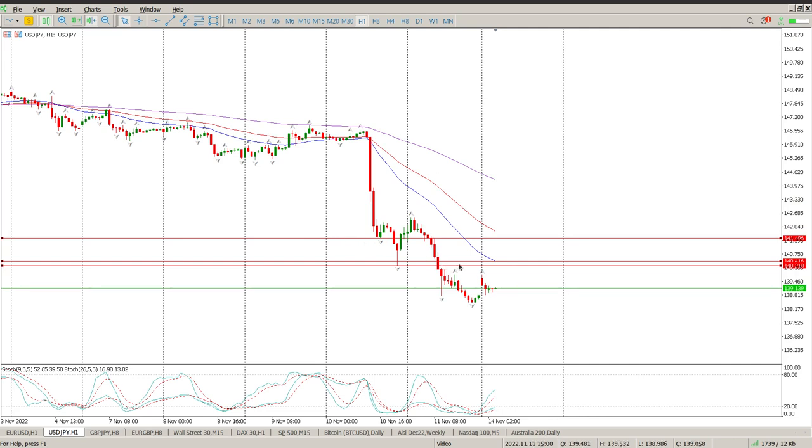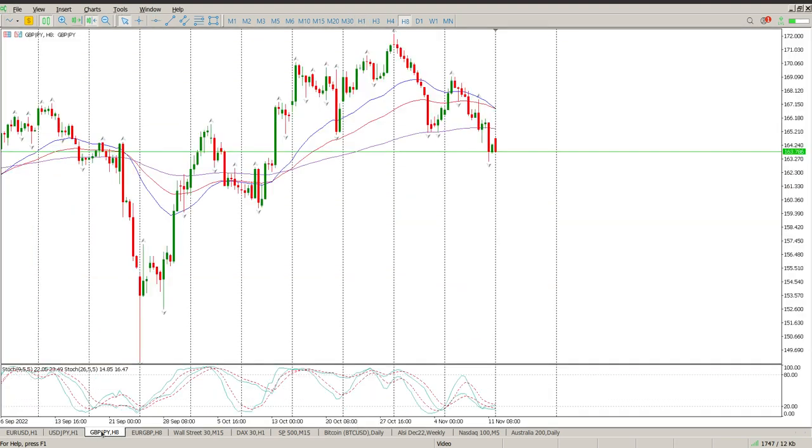Alternatively, if we can't find anything here and it starts getting messy, I'd look at the next level for a short, and that would be 141496. So those are the levels we're paying attention to today.